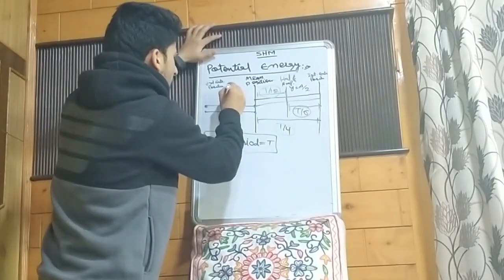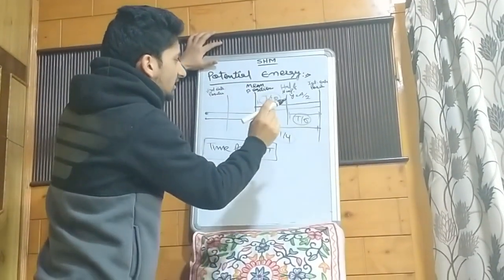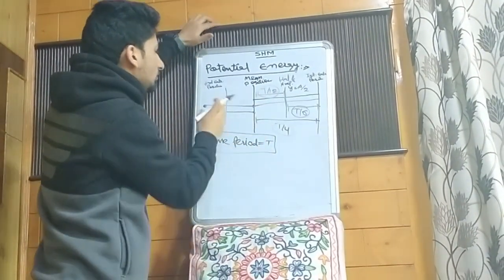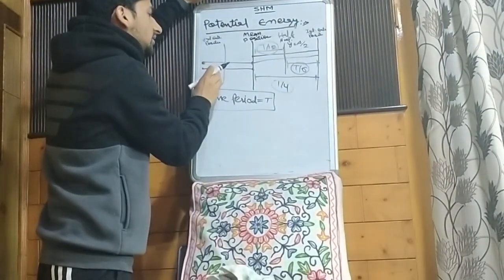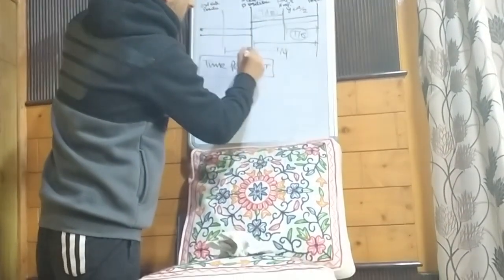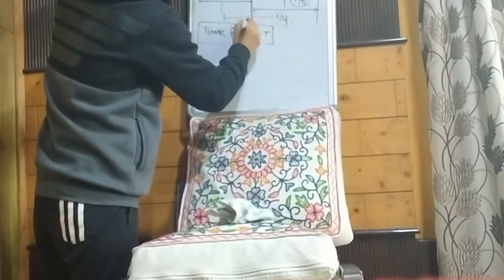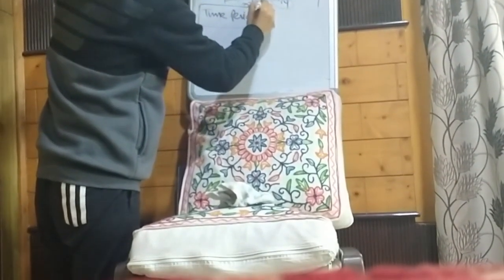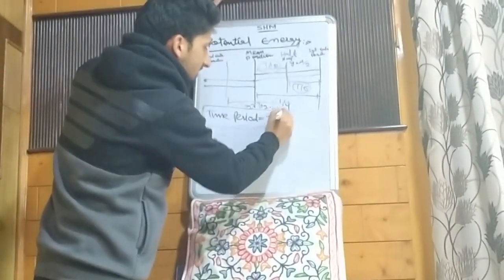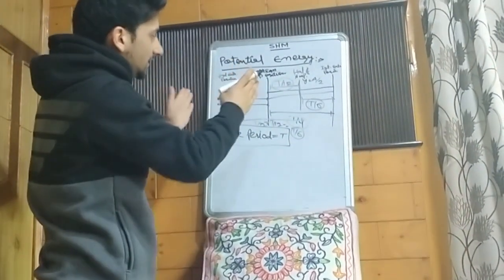And let us suppose this is the second half amplitude, and the time taken by a particle to go from the first half amplitude to the second half amplitude is T by 12 plus T by 12, which is equal to T by 6.